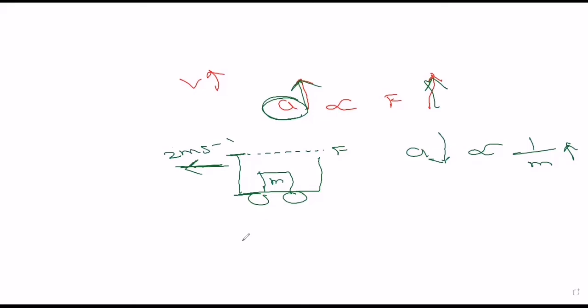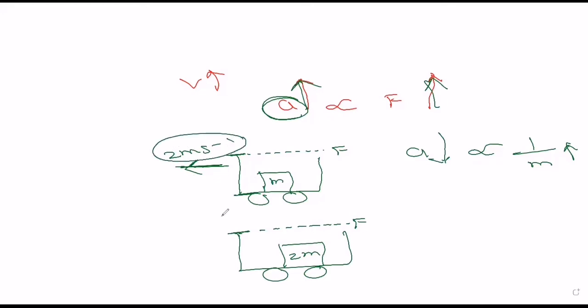Now, children, I am going to take the same trolley, tie the rubber band and pull it. But now I'm going to increase the mass of the object by another M, so altogether I now have a mass of 2M. Now what would happen? Will this move? Yes, it will move, but compared to the previous one, it will now move very slowly.